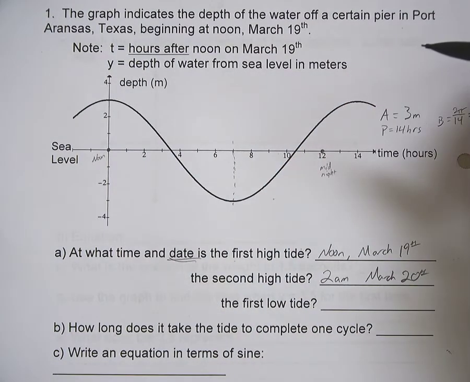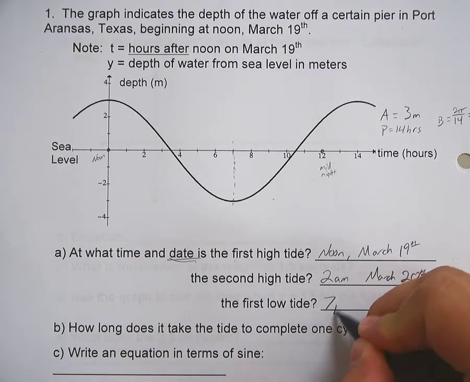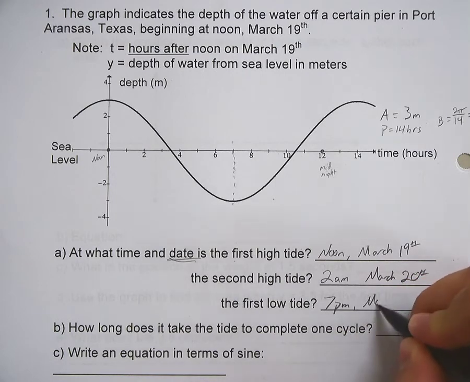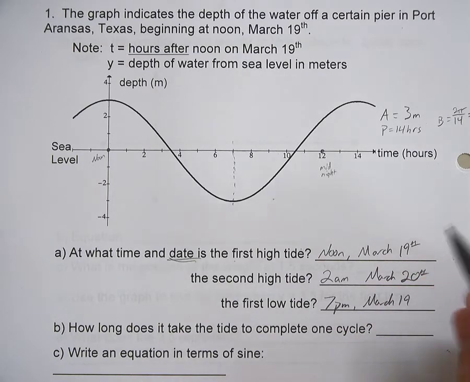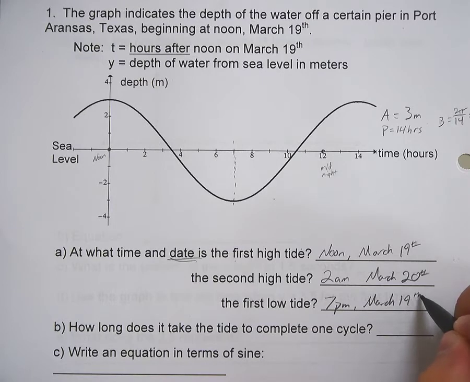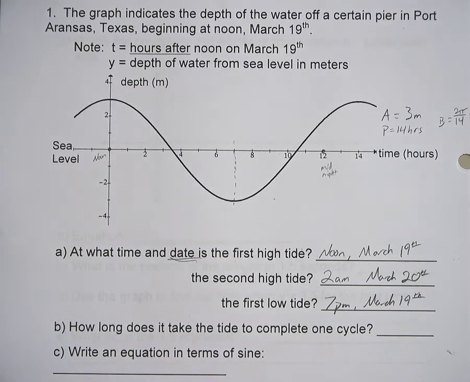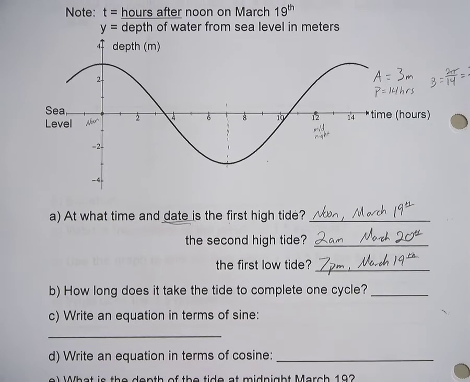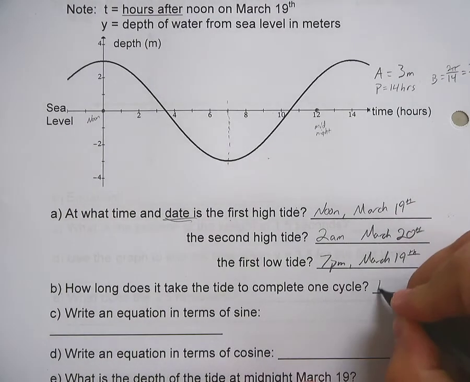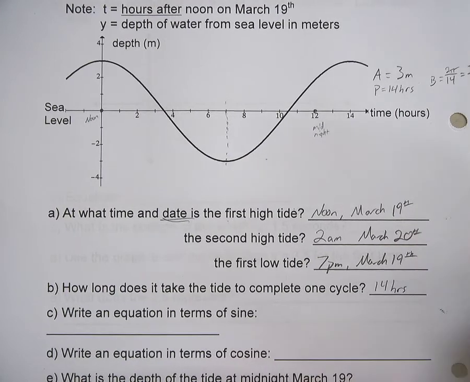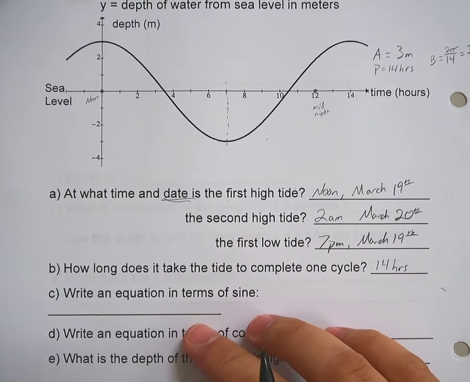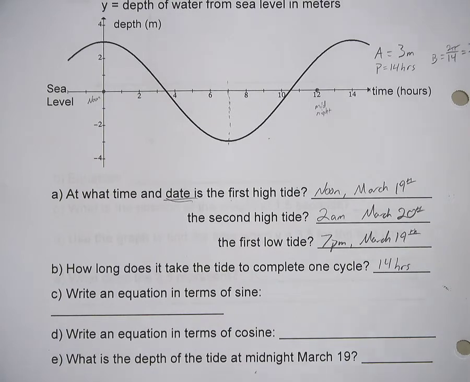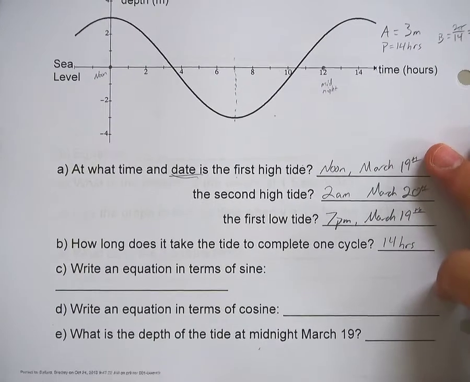Okay, right about here. Not bad. So my first low tide happens 7 hours after noon, so it'd be 7 p.m. March 19. How long does it take to complete one cycle? Well, like we set up here, it takes 14 hours to complete a cycle. And then we get to our actual questions, our mathy type questions.